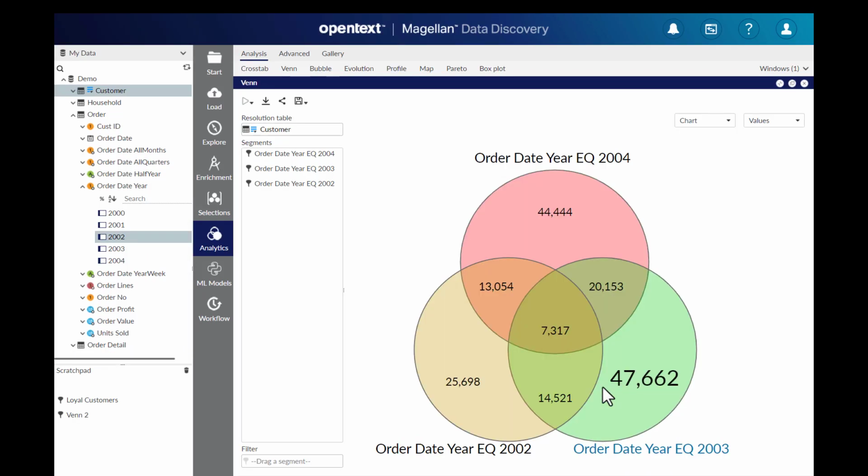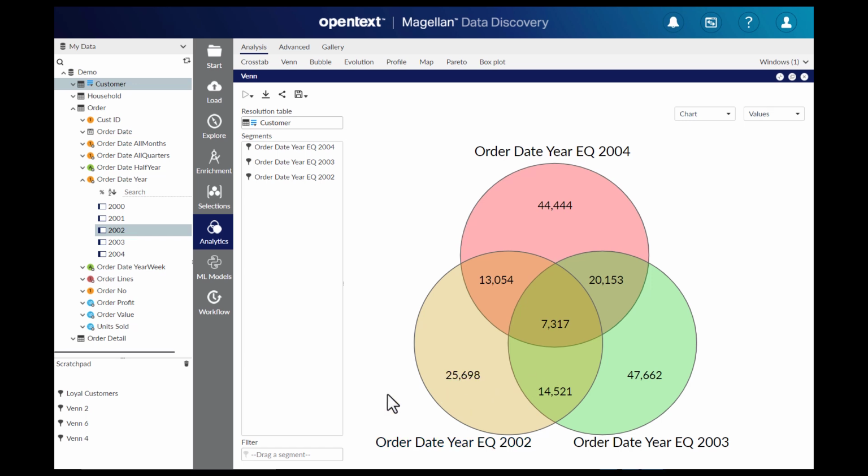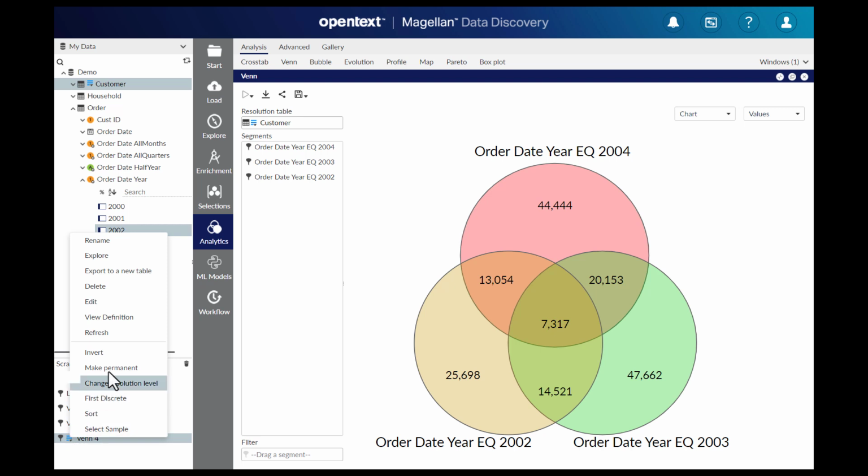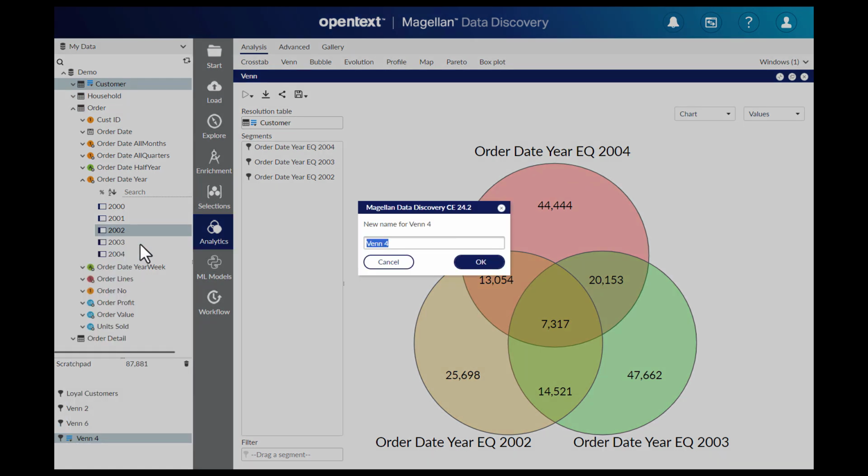We'll select all 3 intersections. And combine the generated segments with OR to get a final segment of churn customers. Rename the segment Churn Customers.